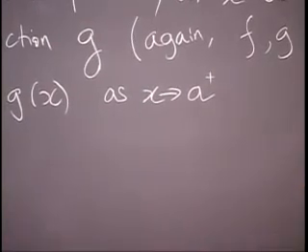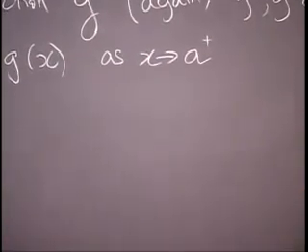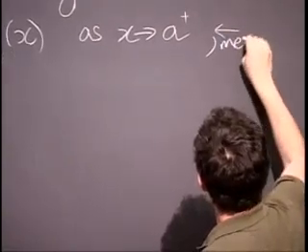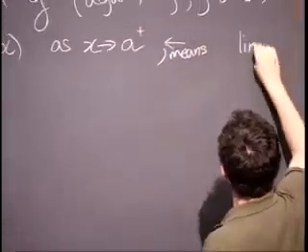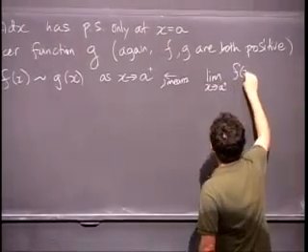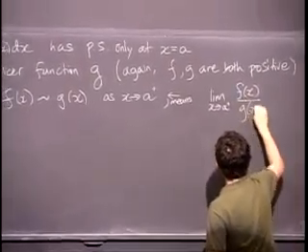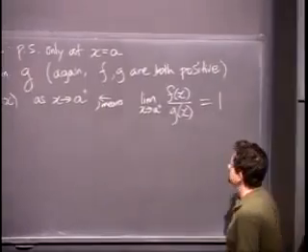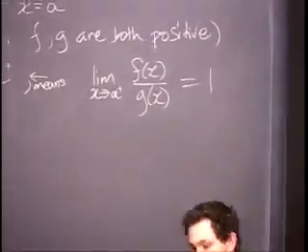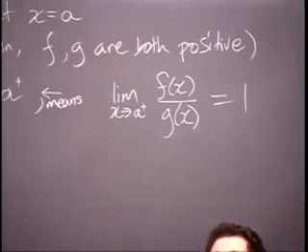I need to remind you what this means. This means that the limit of the ratio of the two is 1. F over g is approximately 1. The functions are very close.